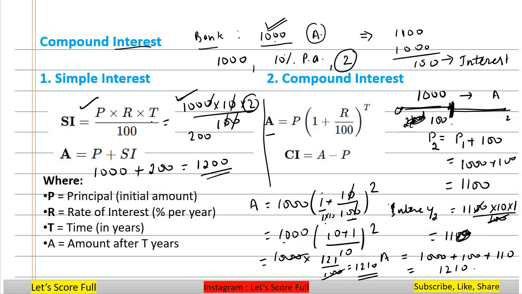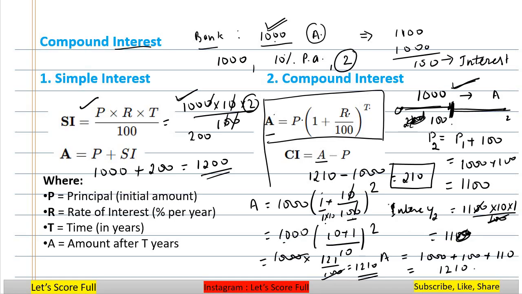So the amount is this. Here I am using the simple interest method to find out the compound interest. But here I can directly use this formula. Here P is principal, R is rate of interest and T is time. What is compound interest? If you want to calculate CI, meaning compound interest, take the amount which is 1210 here and subtract the principal which is 1000. You will directly get the interest. So this is the compound interest.